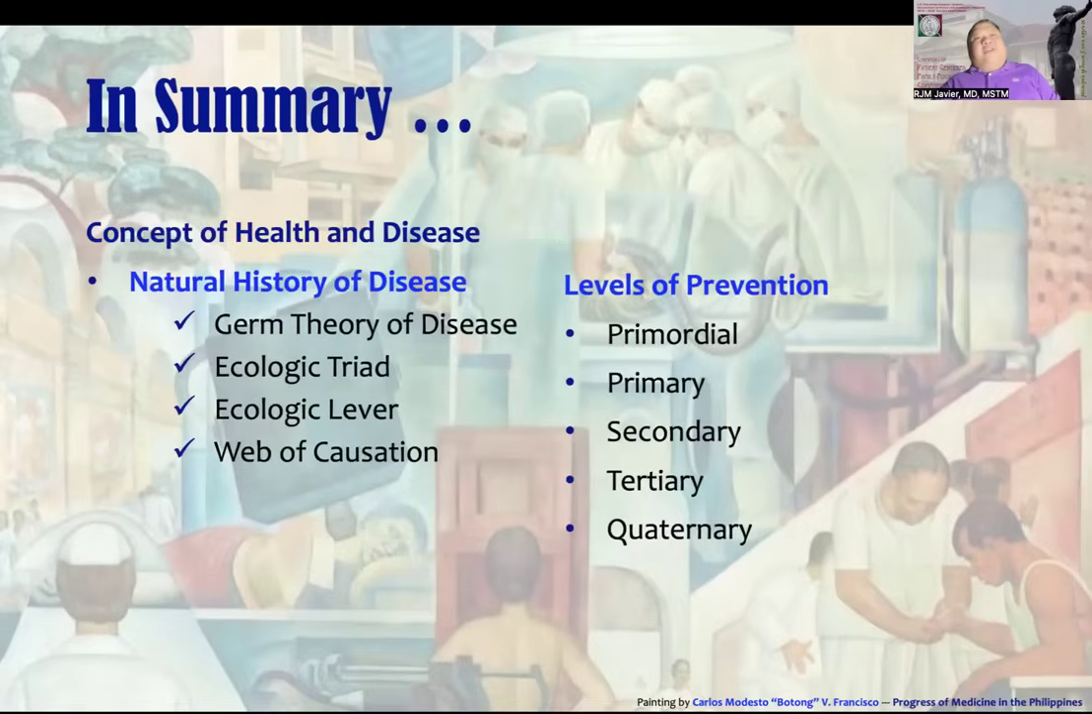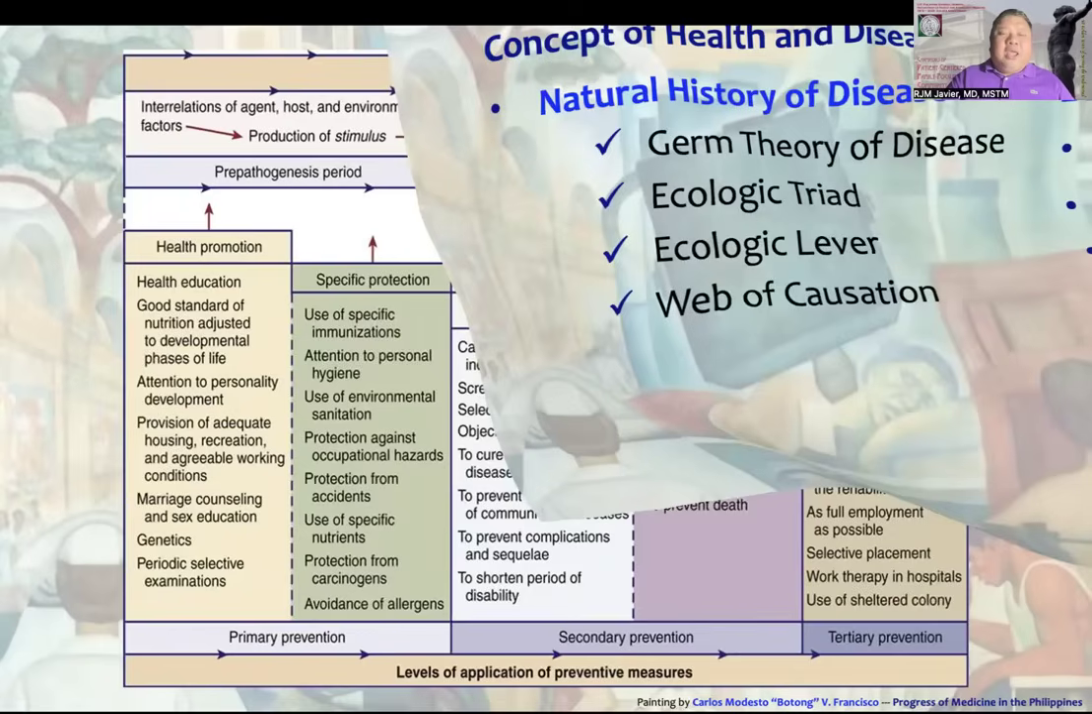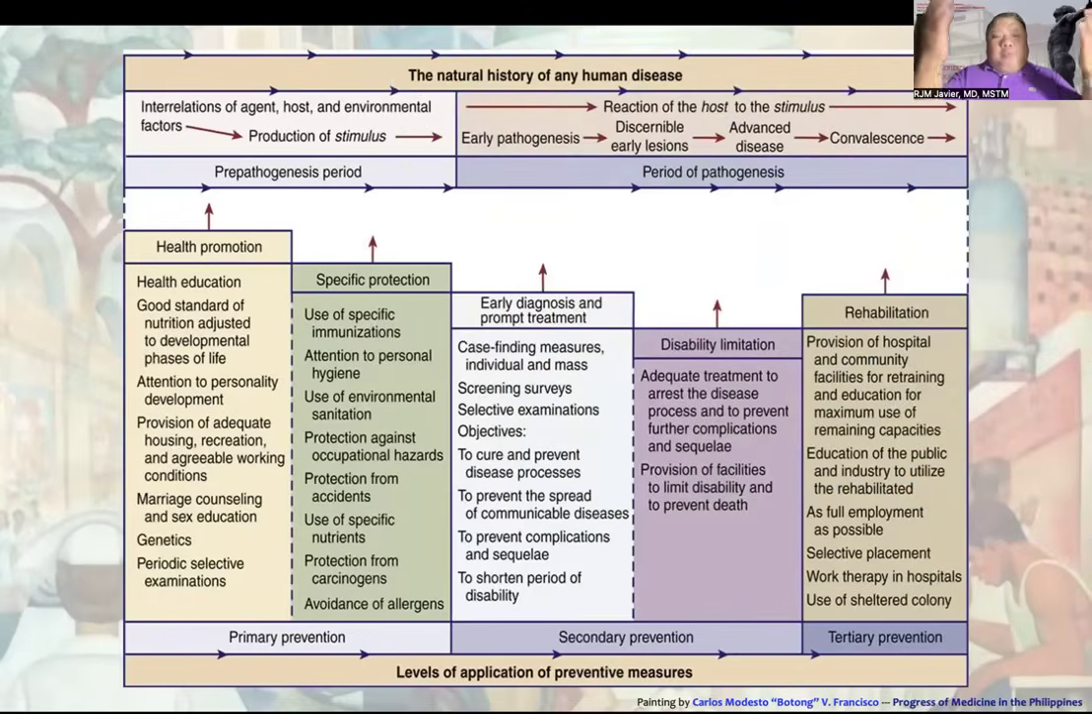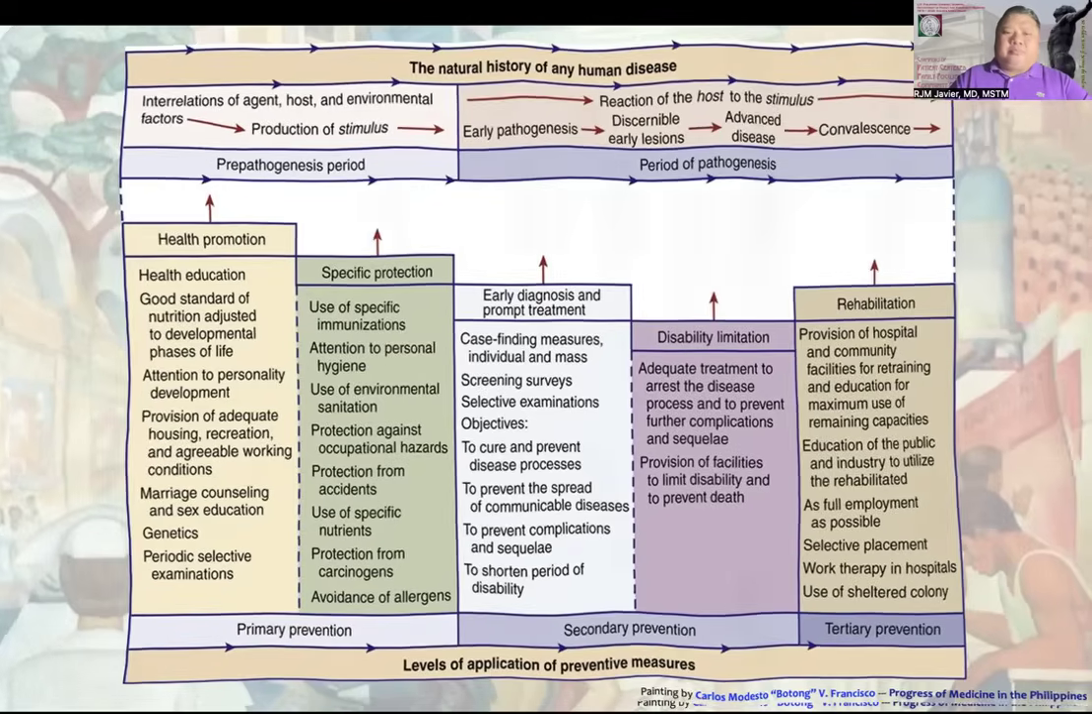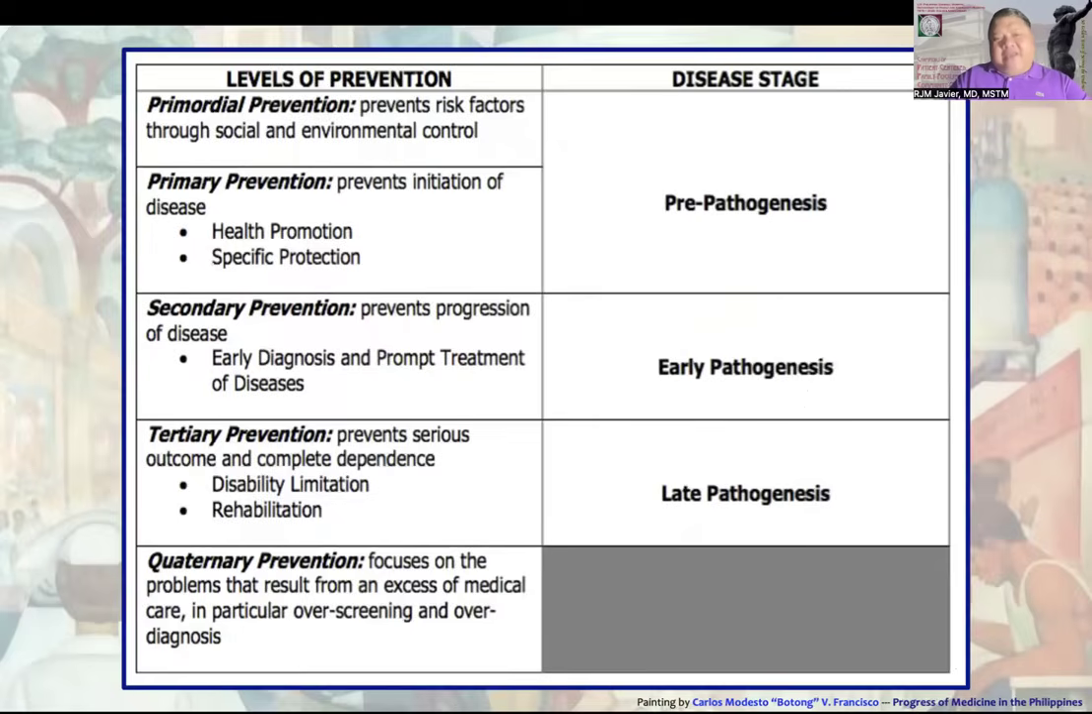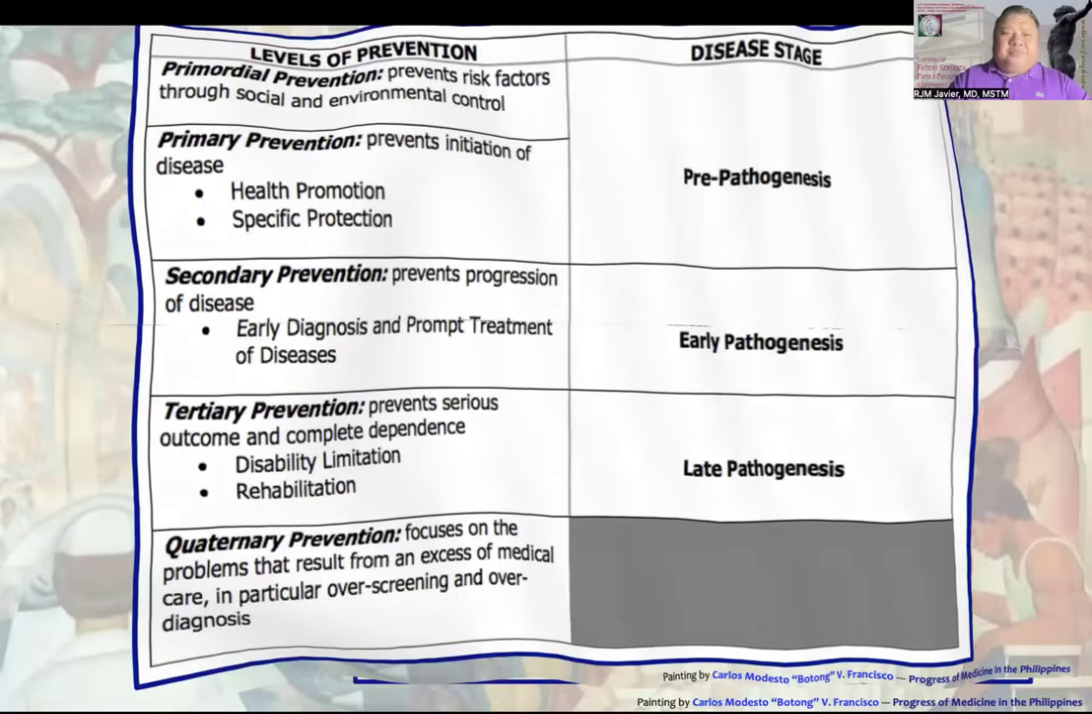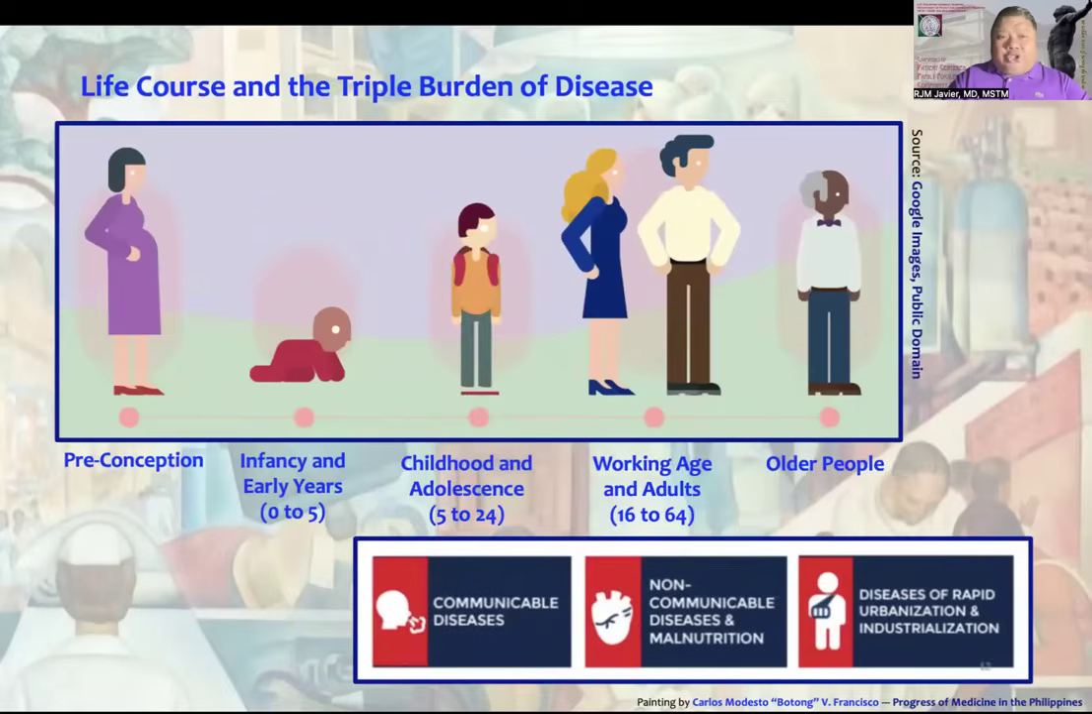So, what have we discussed for this session? We have gone through the different concepts of health and disease. We looked into the natural history of disease. We looked into the levels of prevention. This is the natural history of disease superimposed with the different levels of prevention. And again, just to summarize some of the things that we conduct to address health and disease, these are the various levels of prevention. We've also talked about the life course approach and the triple burden of disease. I will not discuss them in further detail because you will get to know them more when you go to higher medicine in the next few years.